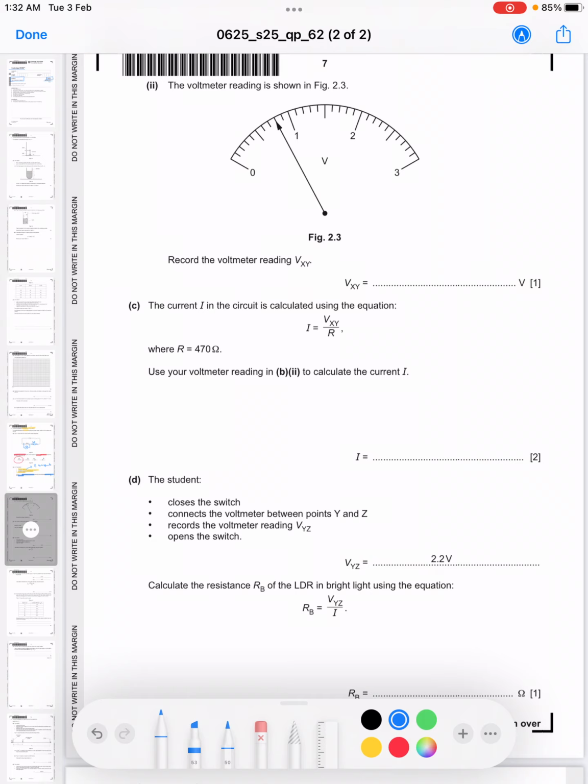The voltmeter reading is shown in the figure. Record the voltmeter reading VXY. Students, you can see this whole division is 1, right? So how many lines did we cover? 5, 6, 7, 8. So it means 0.8 volt.